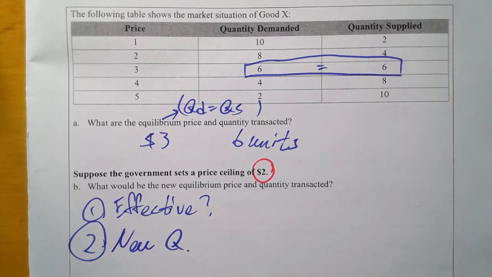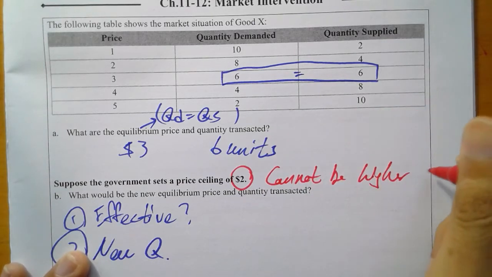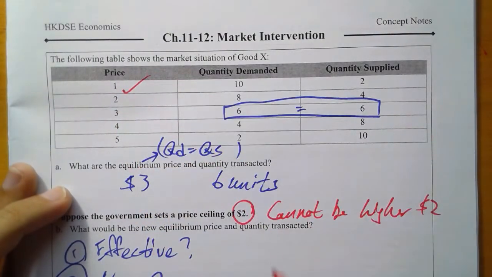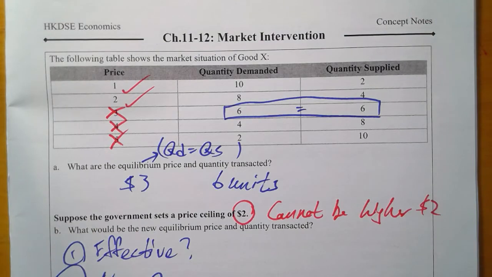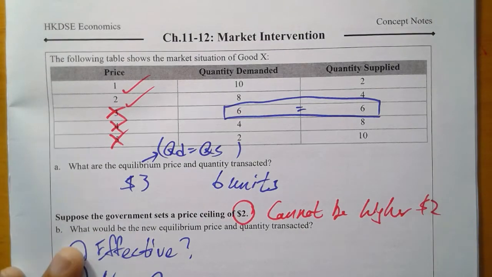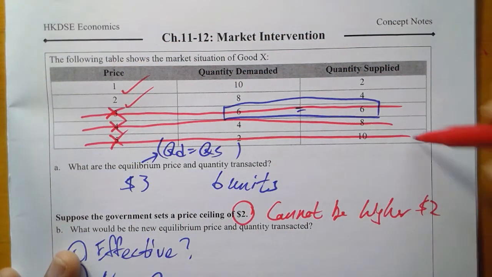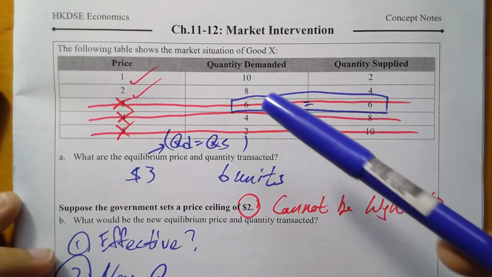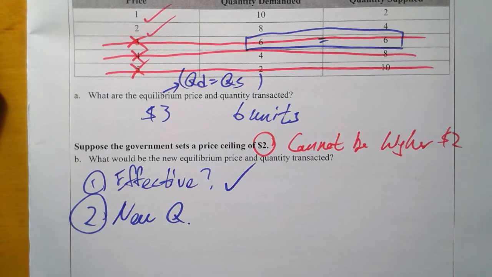Okay, now remember, $2 price ceiling, meaning cannot be higher than $2, right? We cannot go higher than $2. So let's check the table. 1 is okay, 2 is okay, 3, 4, 5, both not okay. Meaning these columns will become rubbish. They're useless, right? Original situation, 6, the original situation becomes useless. Meaning, yes, this is an effective price ceiling.